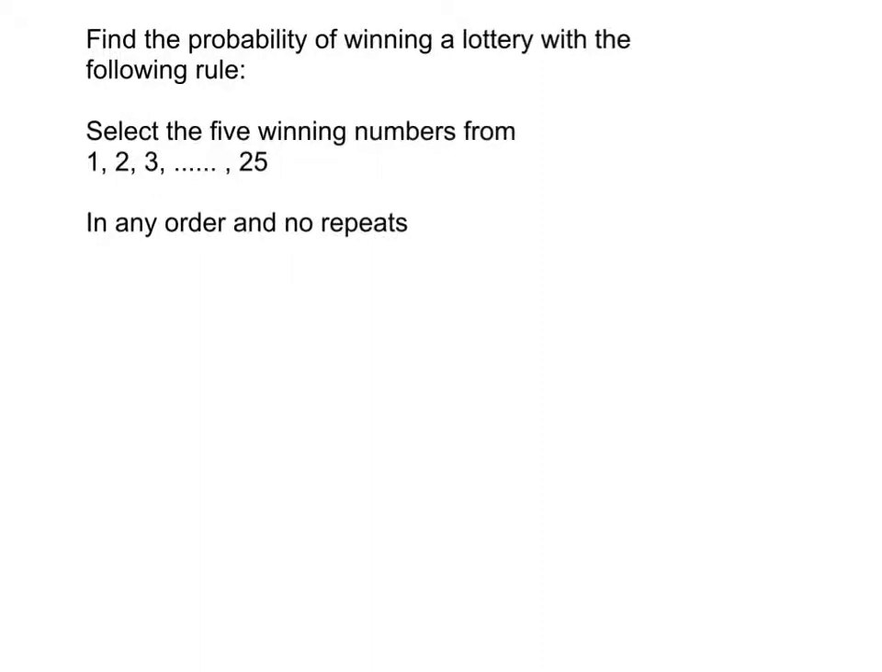Alright, I want to find the probability of winning a lottery with the following rule. I'm going to select 5 winning numbers from 1, 2, 3, 4, 5, 6, 7 all the way to 25, in any order and no repeats. So in probability, when order does not matter, that's when we know we're going to use the combination formula.